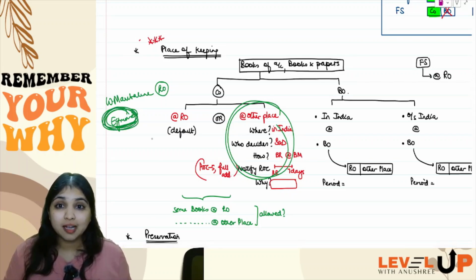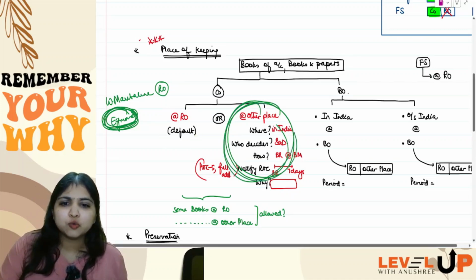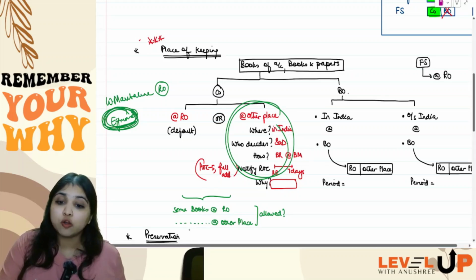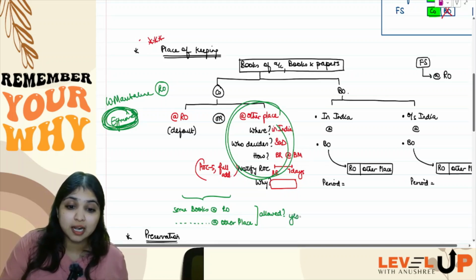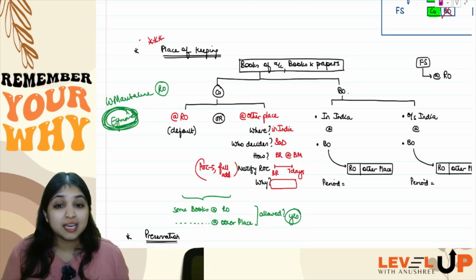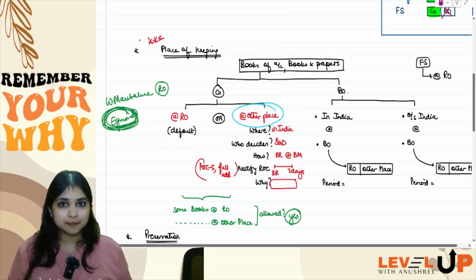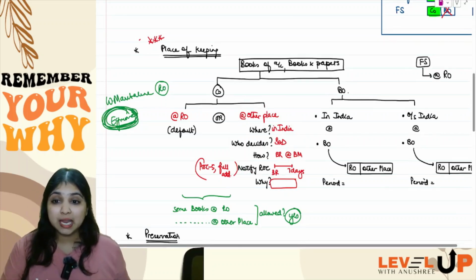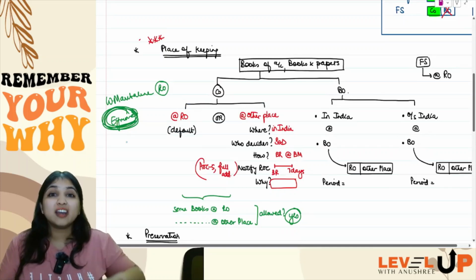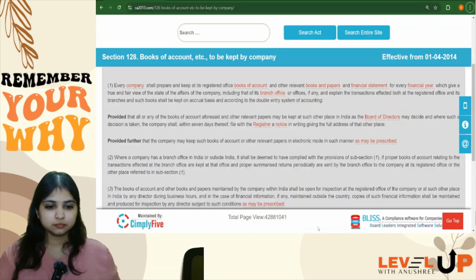Now tell me, can the company keep, let's say, few years' books of accounts in this place, and few years in another place? Yes, this is allowed. Some books in the registered office, some books in any other place. It is allowed, because the section says that the company will keep the books of accounts in the registered office, or the company can keep all or any of the books of accounts in some other place.